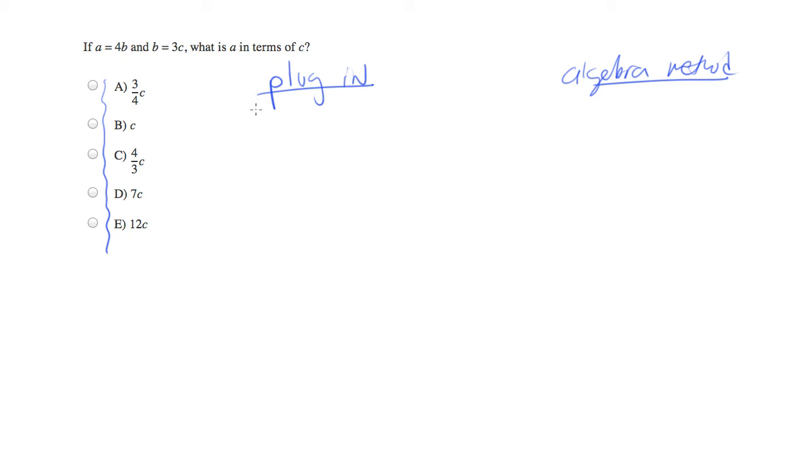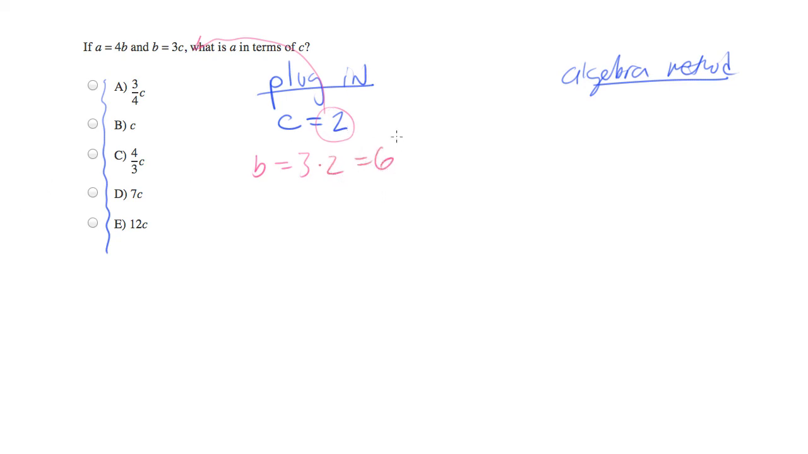And this particular question is just begging to be done by plugging in. So let's choose a value for C. I like to use small primes. So suppose that C is 2. Let's take C and plug that in up here, and we'll end up with B equals 3 times 2, which equals 6.